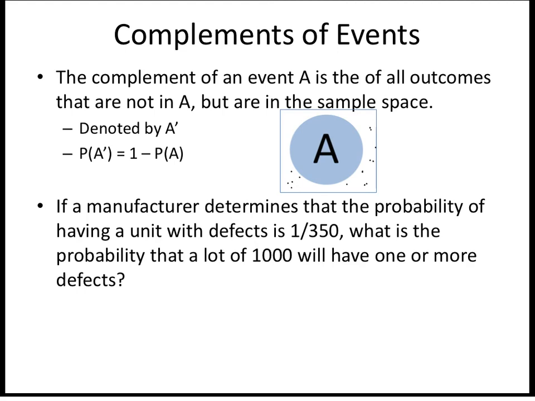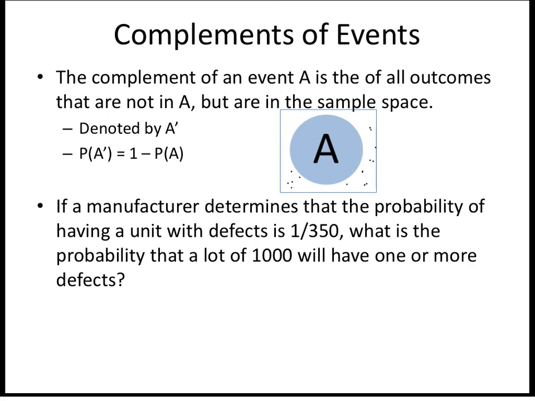So let's do an example of this. Here a manufacturer determines that the probability of a unit having defects is 1 out of 350 units. What is the probability that a lot of 1,000 will have one or more defects? Okay.